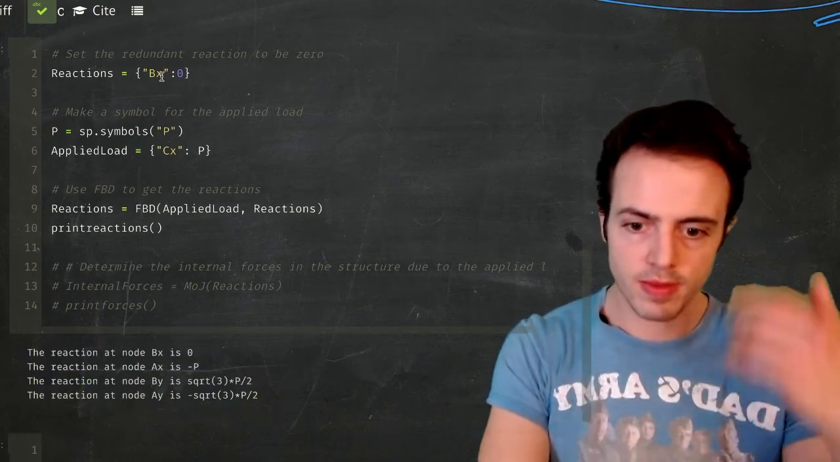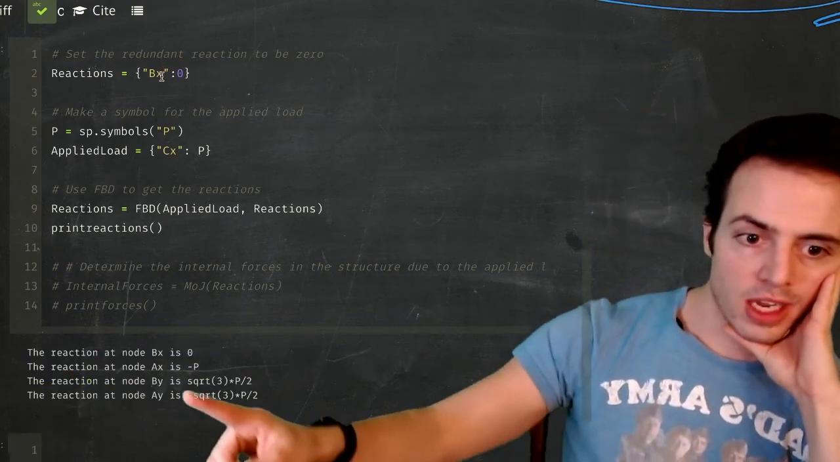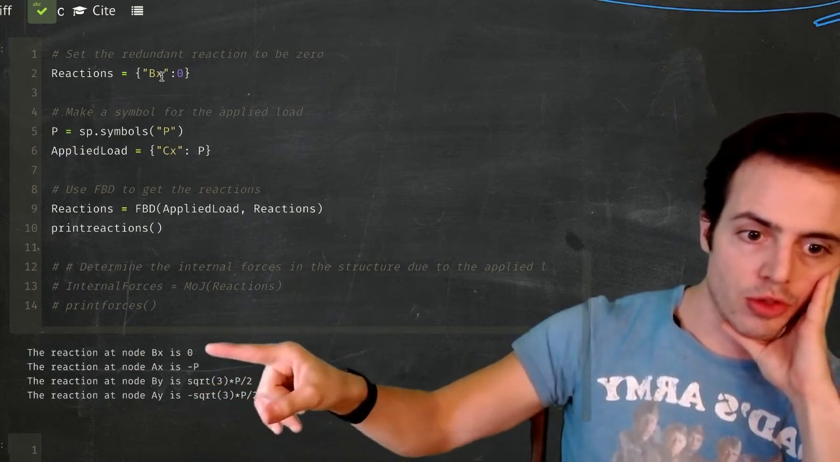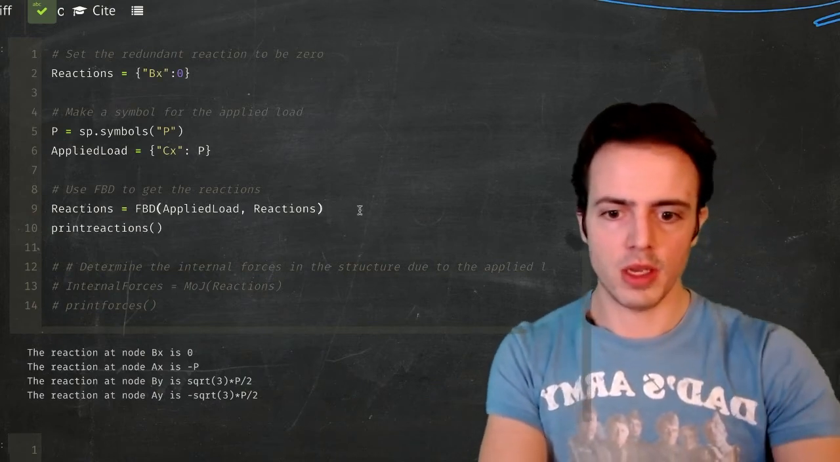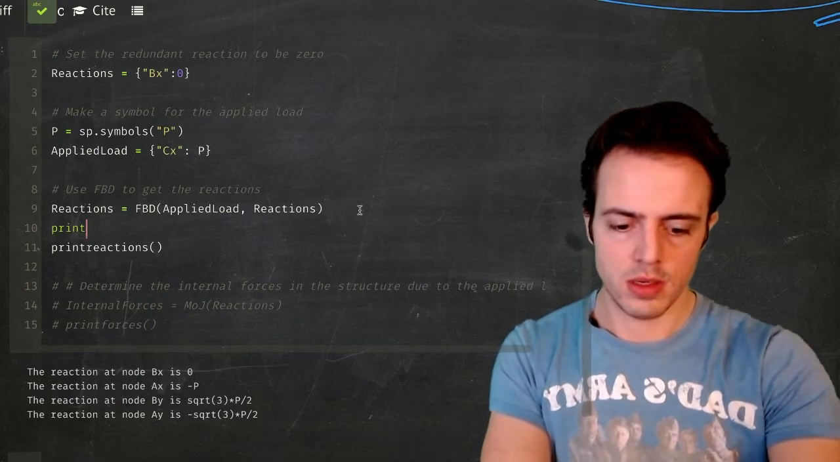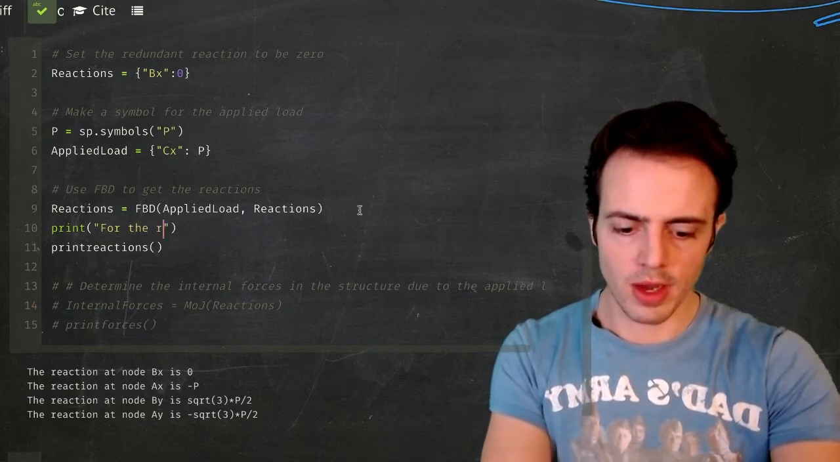So if I run this, here we go. It's now going to print out all 4 of my reactions, including the redundant. So these are just the same as they were before, but I've got this new one, which is 0. So before I print the reactions, I'm going to put here, print for the representative. Really cannot spell that word today. Representative.